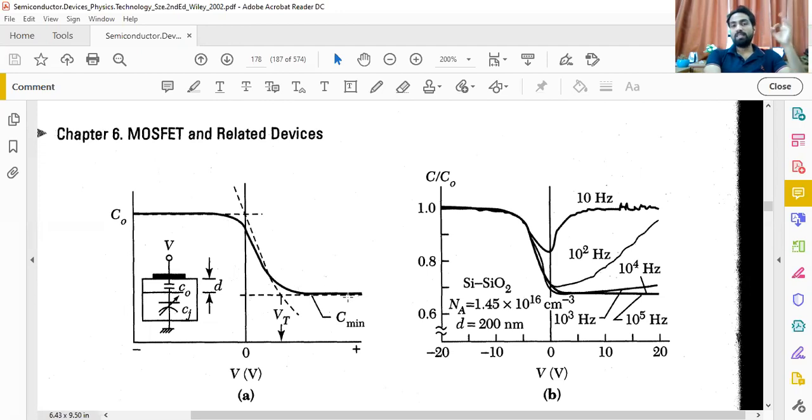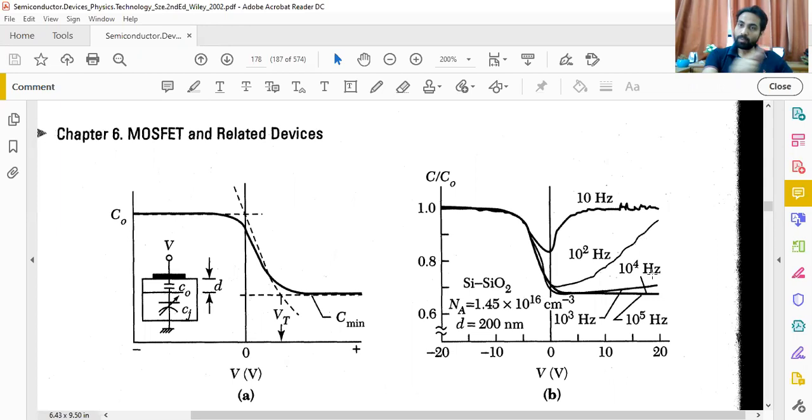This is called the CV curve of MOS type. This is very interesting. At the same time, the second curve shows the same figure, but we are doing one more additional experiment in that. What additional experiment are we doing? We are simply increasing or changing the frequency. If you are changing the frequency, then what happens with respect to the change in frequency?